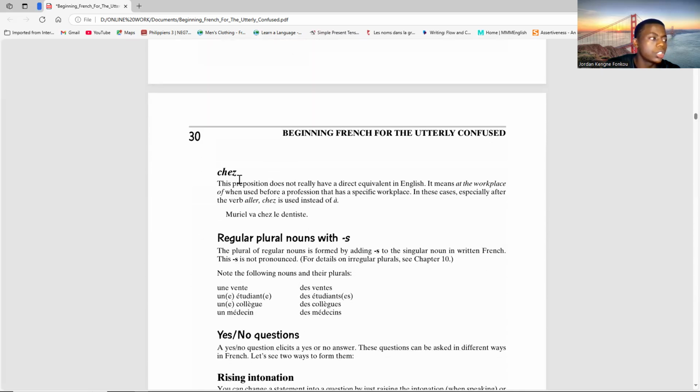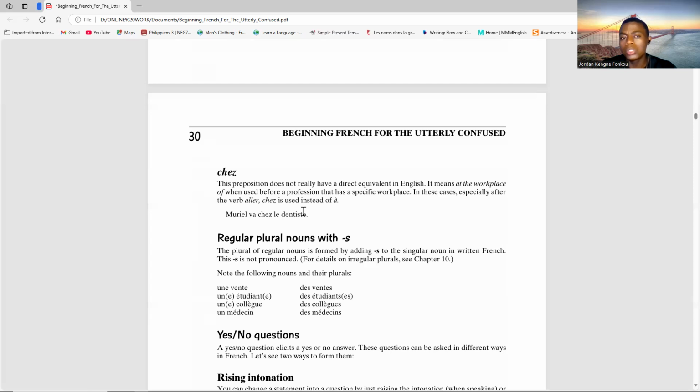And then here we have the preposition chez. This preposition does not really have any direct equivalent in English. That's what I said earlier. It means at the workplace of when used before a profession, or a specific workplace. In this case, especially after the verb aller, chez is used instead of à. Muriel va chez le dentiste, to the dentist's workplace. You could say chez le boucher, to the butcher's workplace. You could say chez le coiffeur, to the hairdresser's workplace. So chez means to this workplace.